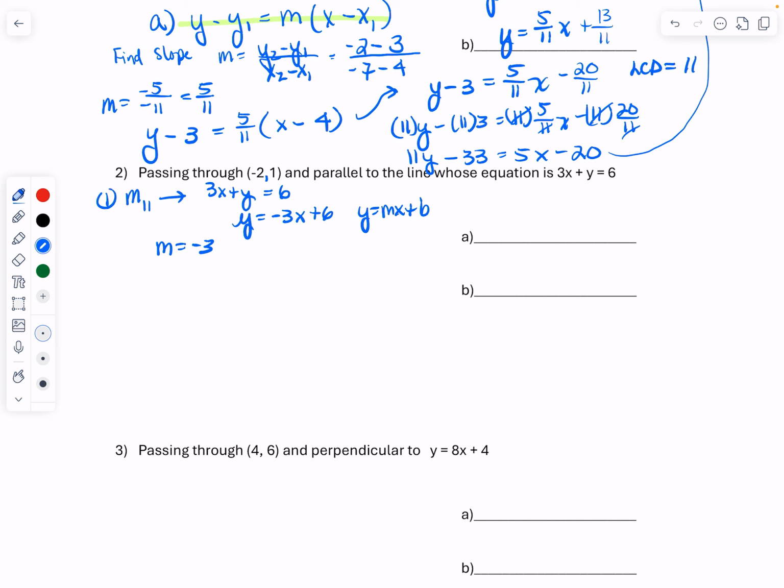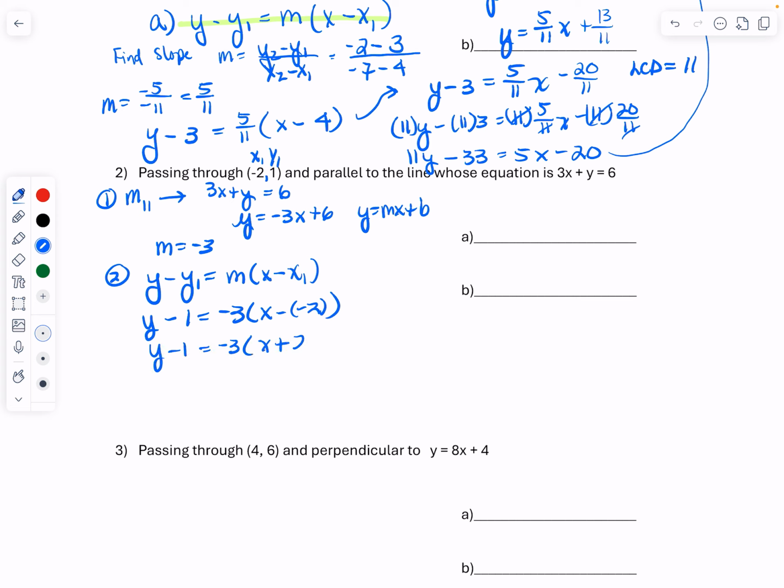Now, after I found my slope, I need to use that parallel slope and that point. So negative 2 is going to be x sub 1, and 1 is going to be y sub 1. I'm going to use the equation y minus y sub 1 equals m times x minus x sub 1. So y minus 1 equals negative 3 times x minus a negative 2. So y minus 1 equals negative 3 times (x plus 2). It didn't say to write in a particular form, but I'm going to write them in both forms. So here is the point-slope form.